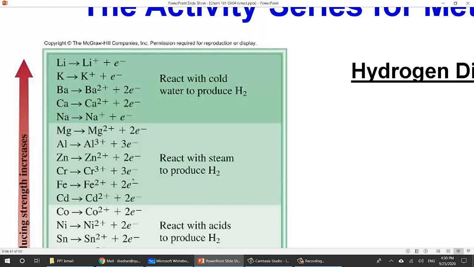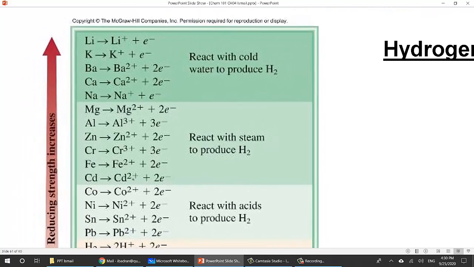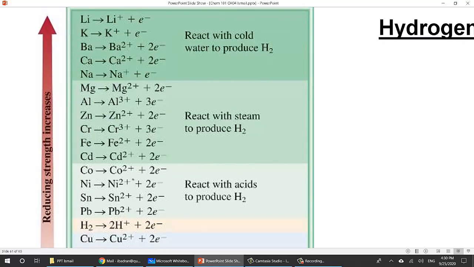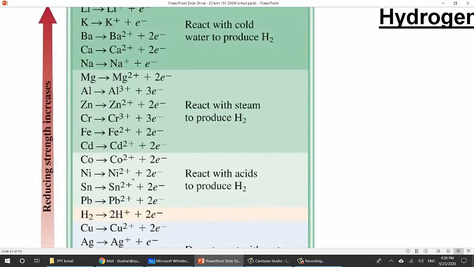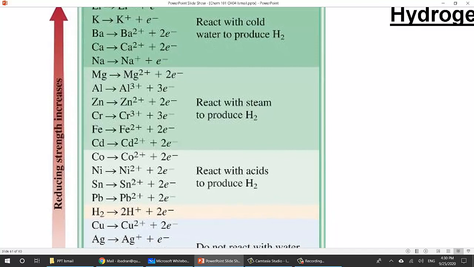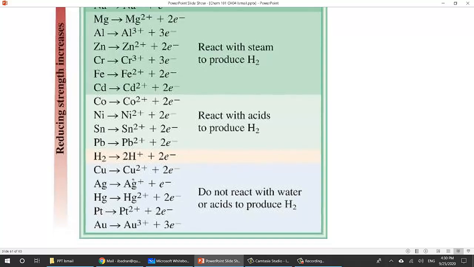This is followed by some elements that are reactive, but less reactive than the first, like magnesium, aluminum, and iron. These will react with hot water or steam to produce hydrogen. So they can displace hydrogen, but under vigorous conditions. This is followed by cobalt, nickel, lead, and tin. They can react only with acids to produce hydrogen. So they need harsher conditions.